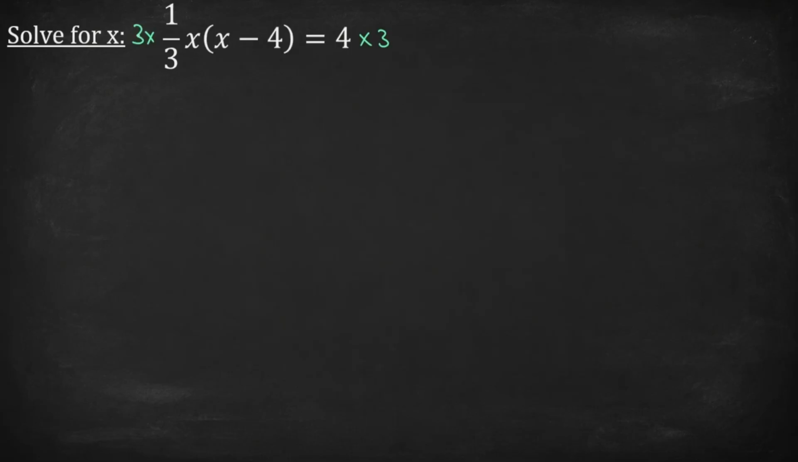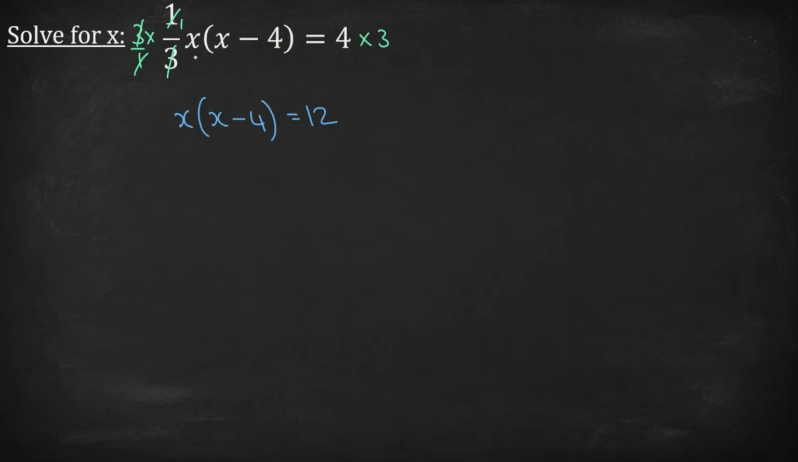Now take note that this 3 is also the same as 3 over 1. Now it is easier for you to see that we can actually cancel the 3's. You may also ask me, but why am I not cancelling the 1's? Even if you are cancelling the 1's, you will still end up with 1. So what we are going to write next is 1x multiplied by x minus 4 equals, and 4 times 3 is 12.